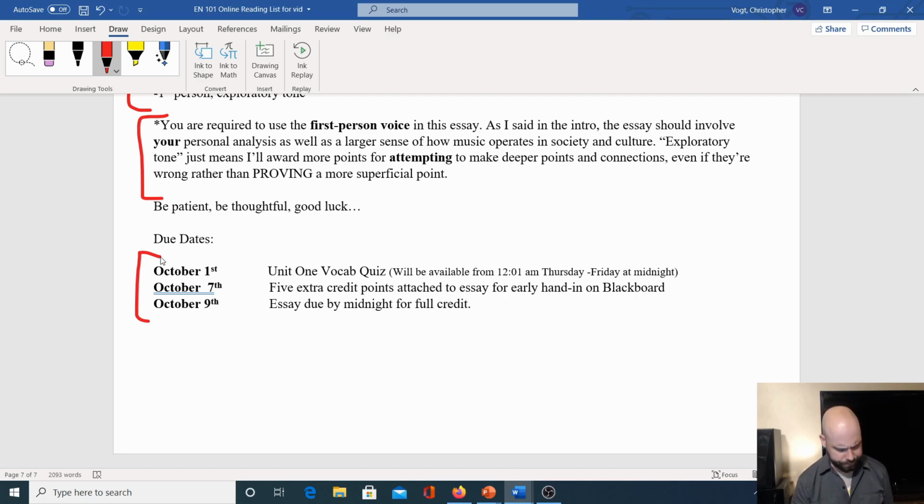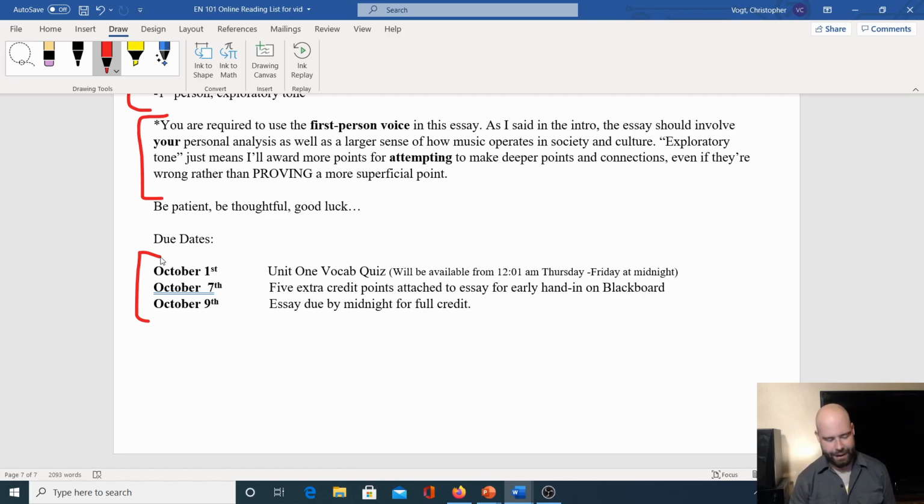So look for that to be available for 48 hours from 12:01 Thursday, so that would be Thursday morning, to midnight on Friday, the following Friday. So you have that window to do the quiz whenever you want. Do it once, send it in a Blackboard, that's it. Don't forget that's 10 points as compared to the 100 points of the actual essay.